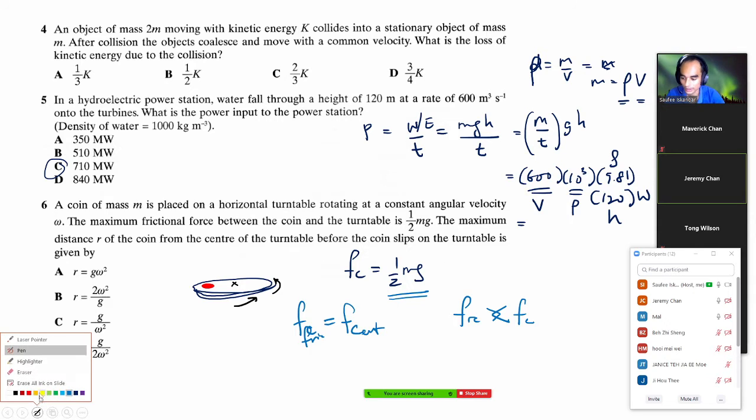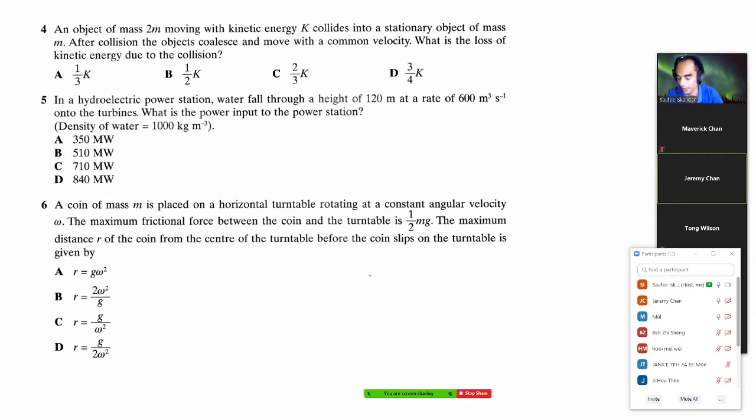Okay, I'm going to erase. So we have F equals 1/2 mg, and that equals mrω². So the radius r will be g divided by 2ω². So the answer is D.